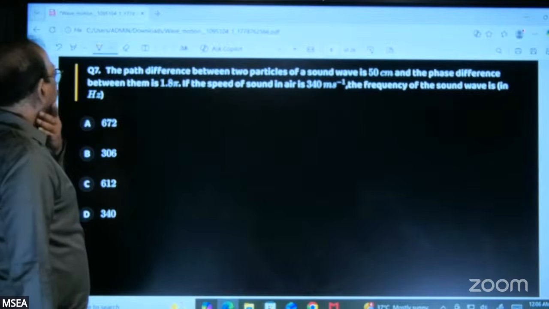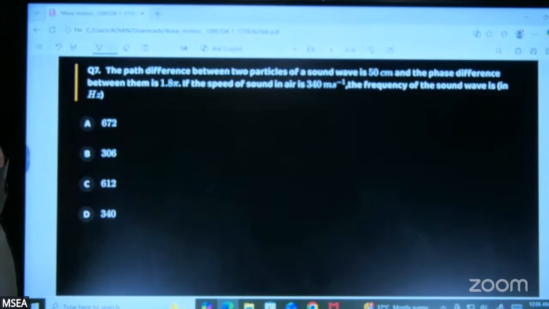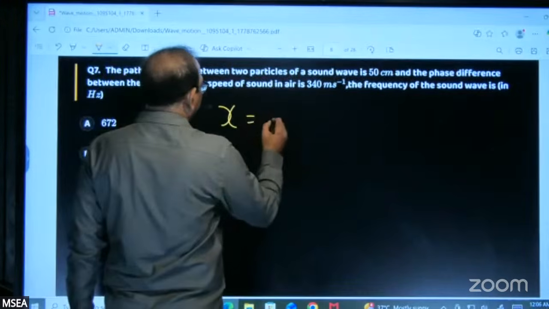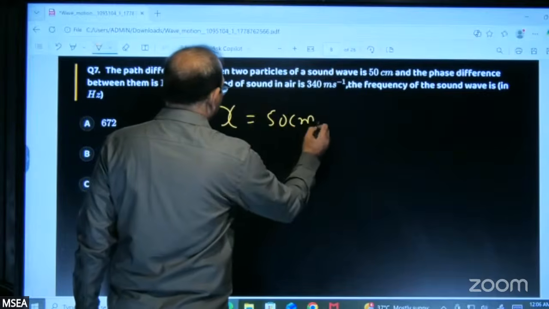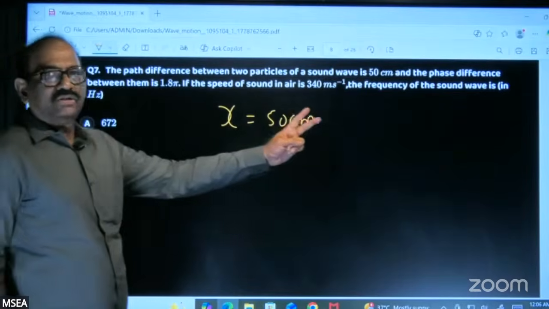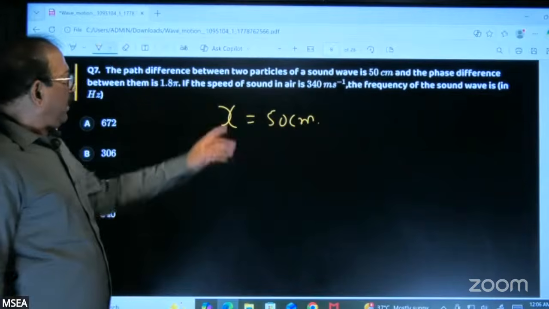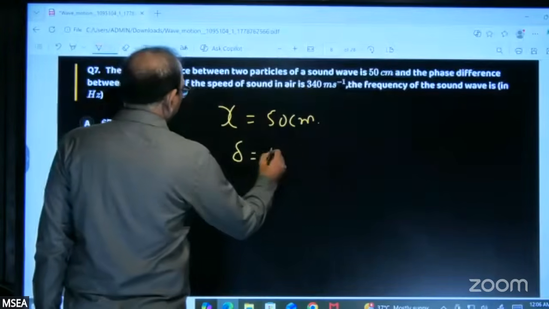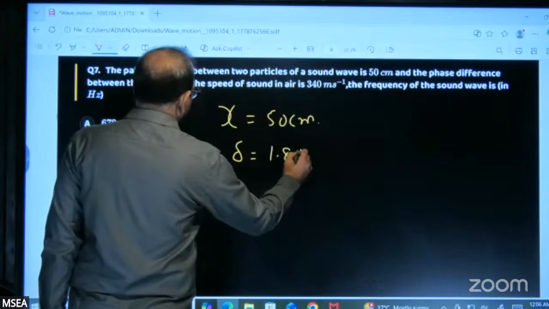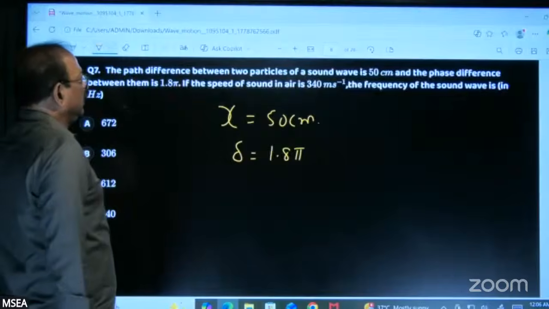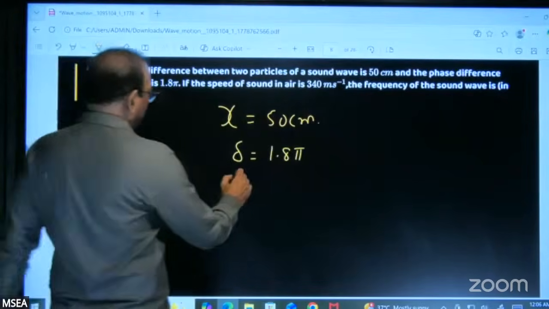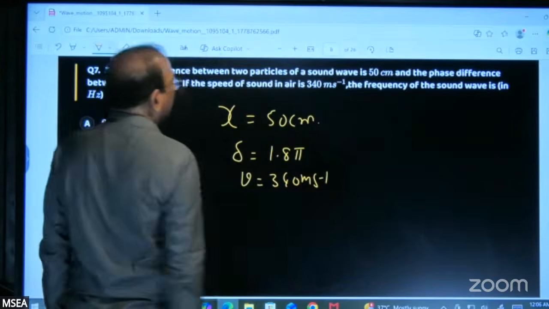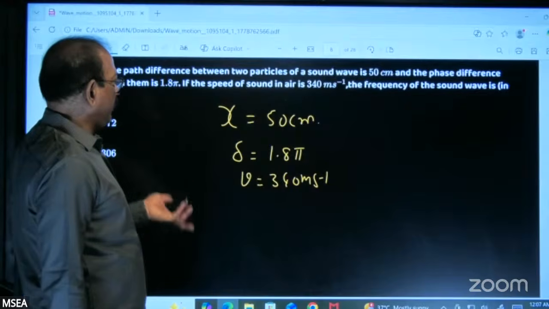Next. The path difference between two particles of a sound wave is 50 centimeter. Path difference 50 centimeter given between two particles in the wave. And the phase difference between them is 1.8 pi. If the speed of sound V is 340 meter per second, find the frequency of the wave.